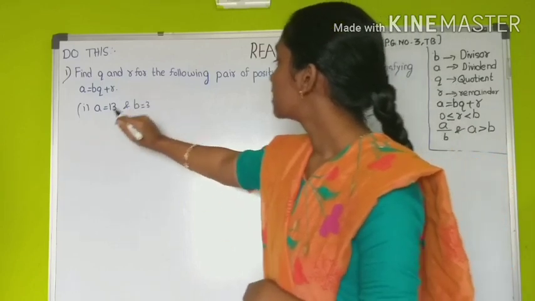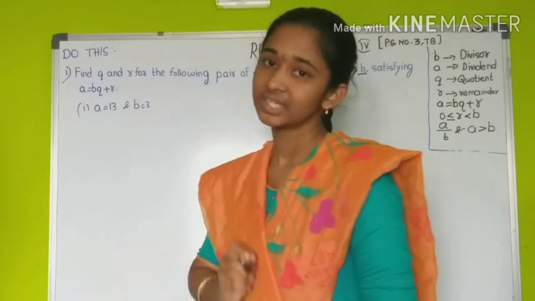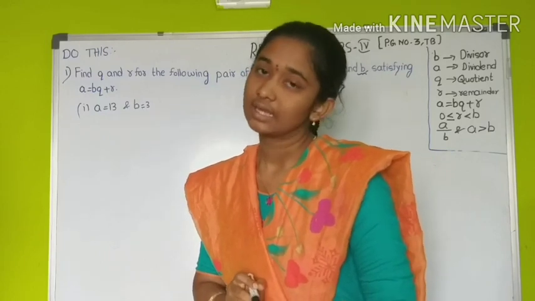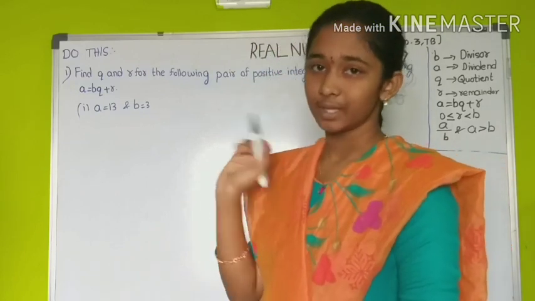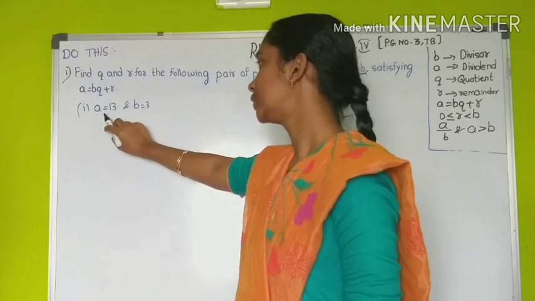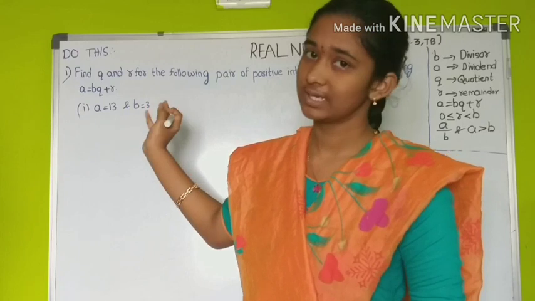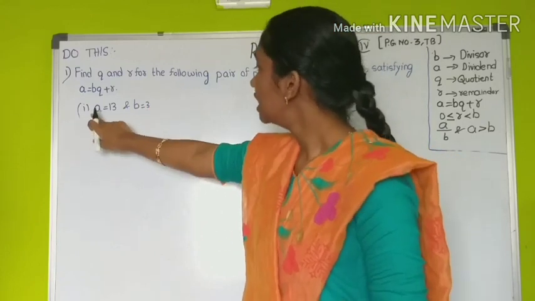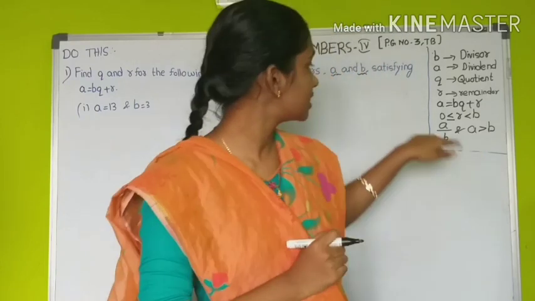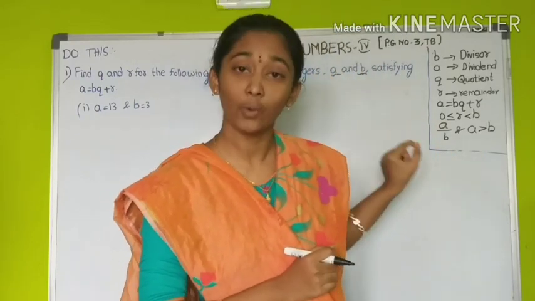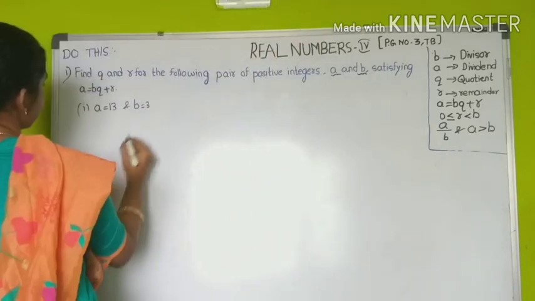So first we see the first problem, that is, A is equal to 13 and B is equal to 3. They have given that the value of A is 13 and the value of B is 3. We already know that A is greater than B, and here also A is greater than B, so the question is correct. Now how do we divide the numbers? There is a condition that it is always divided in the form A by B. So we write here A by B.